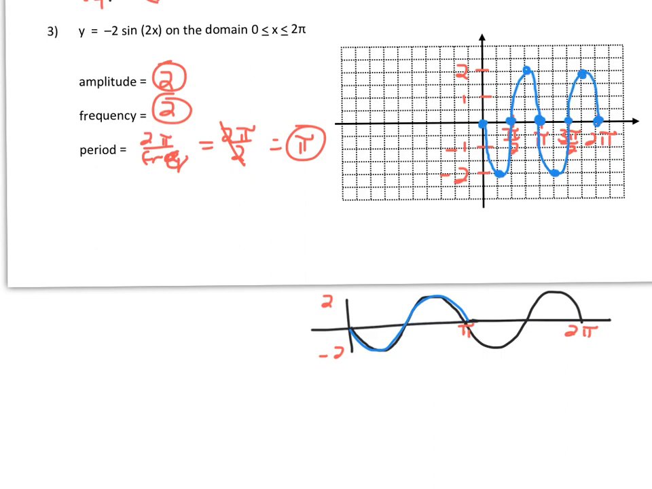Okay, and remember, you want to try to make it as curvy as possible. Do not make it pointy. It should not be pointy. It should be as curvy as possible. And then just label y equals -2 sine of 2x.